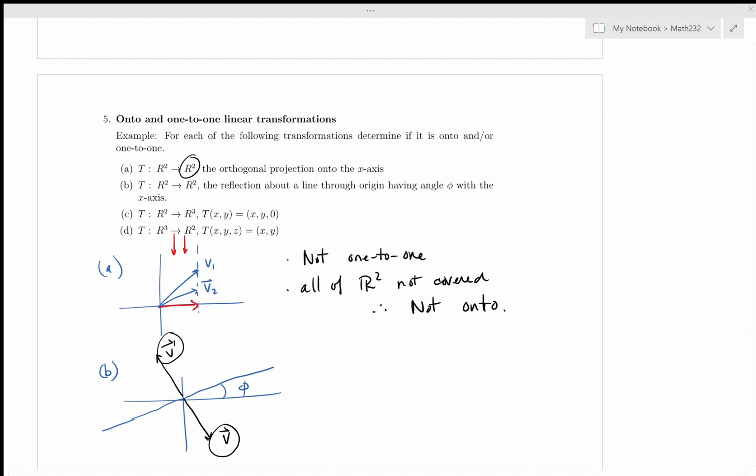So I could pick any vector over here, let me do this in a different color. Say I took one here and I would consider this to be w prime. So this is a reflection, and I would ask, can I find a vector that reflects to that? And I would say, oh yeah, I can. That would be this guy roughly here, so that this angle here is equal to this angle here. And that would be w, same length as w prime. So I'm always going to be able to do that. So all of R2 is covered. So this is an onto transformation.